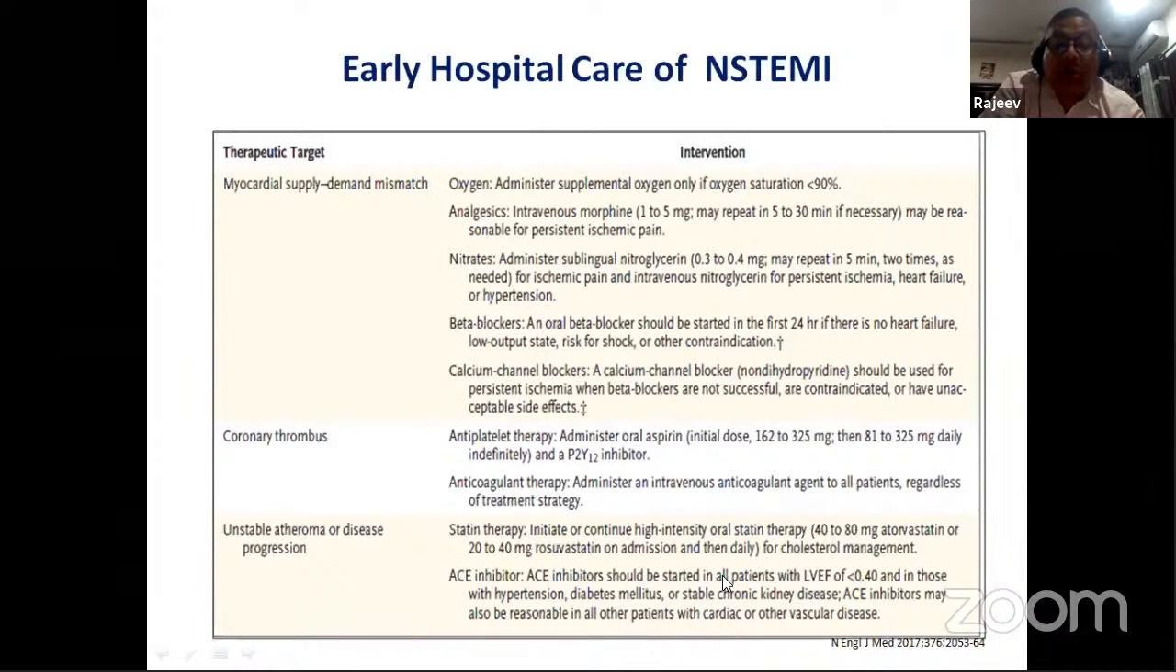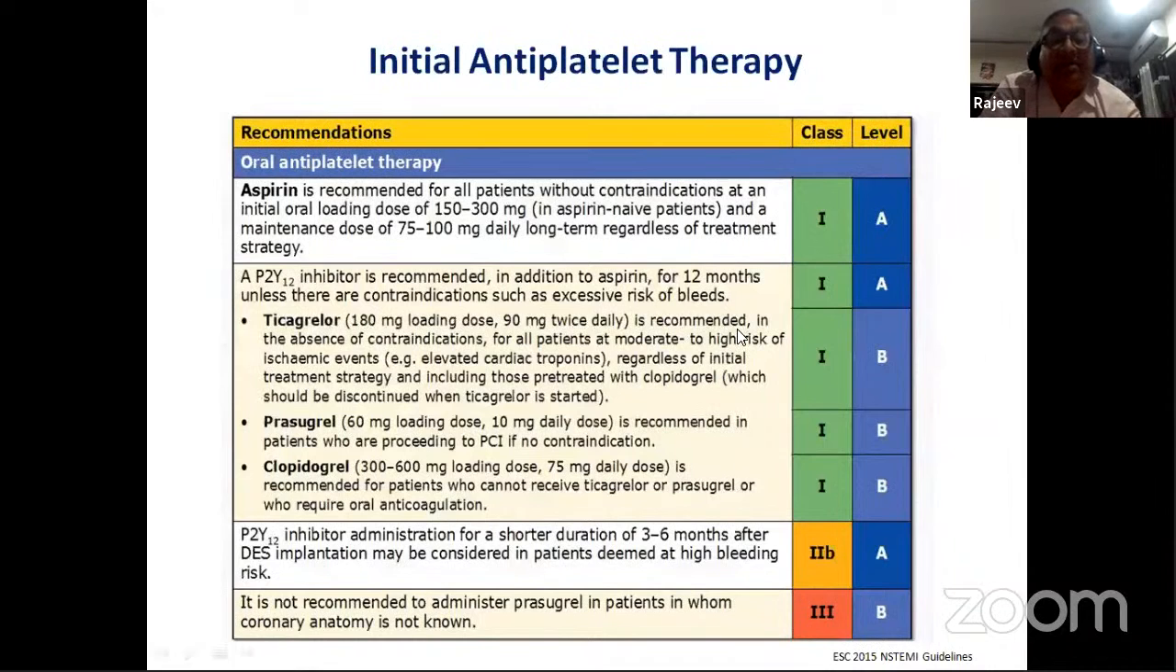ACE inhibitors or ARBs should be started in all patients if the EF is less than 40, or if the patient has hypertension, diabetes, or stable chronic kidney disease. ACE inhibitors may be reasonable for patients with cardiac and other vascular diseases. The antiplatelet aspirin should be started with a loading dose of 150 to 300 milligrams and a maintenance dose of 75 to 100 milligrams, class 1 level of evidence A.